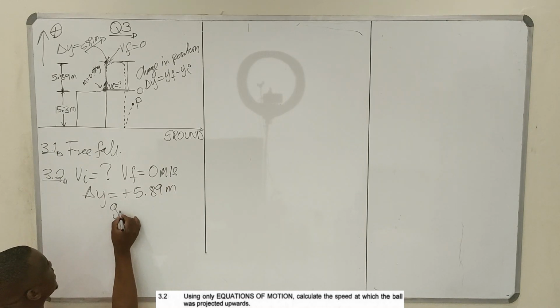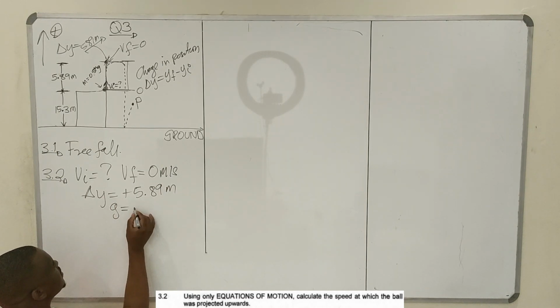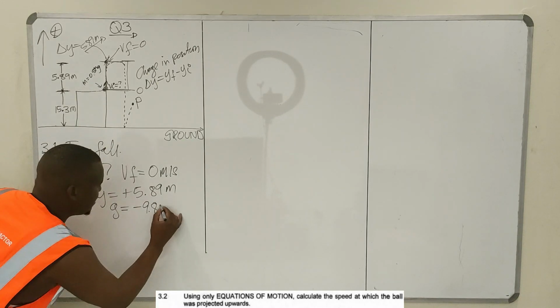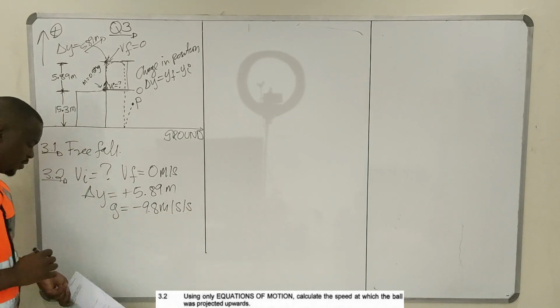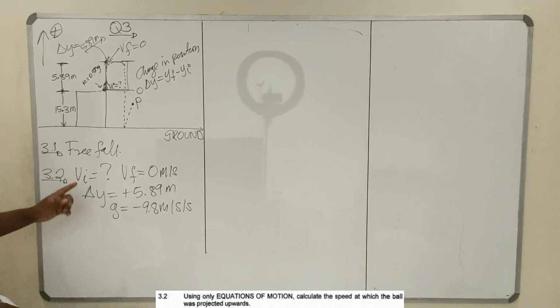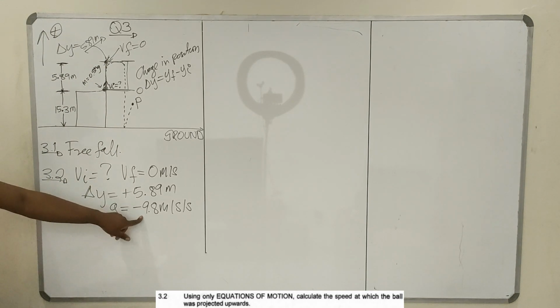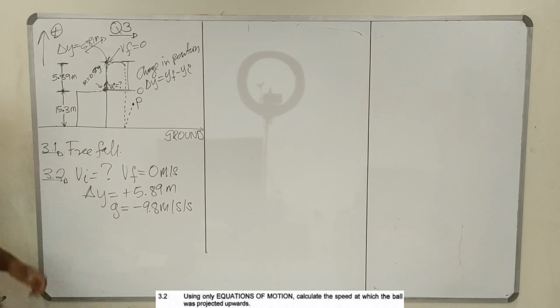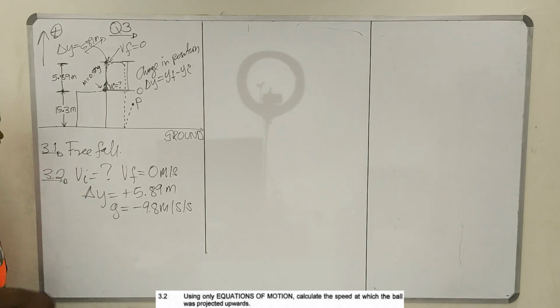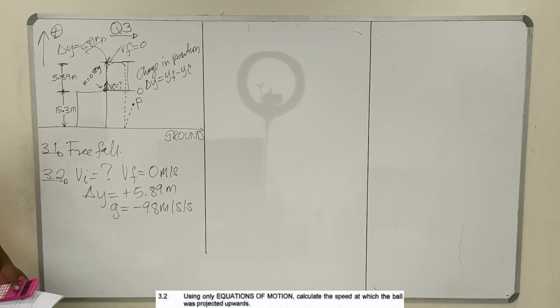And your gravitational acceleration, g, is minus 9.8 meters per second squared, because I said that my upward motion is positive and my downward motion is negative. So my gravitational acceleration should be negative 9.8 meters per second squared. Now these three are our knowns, and this is the unknown. So let's find our unknown using one of the equations of motion.